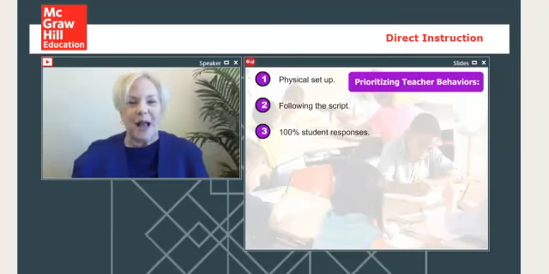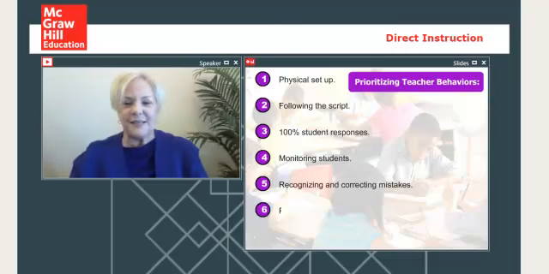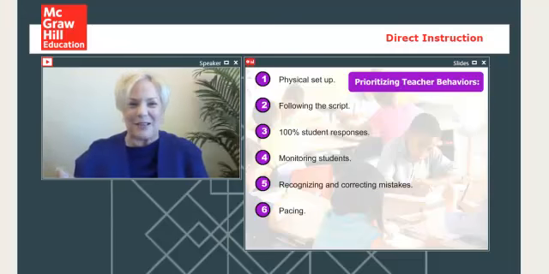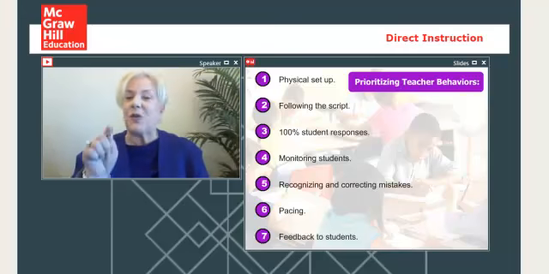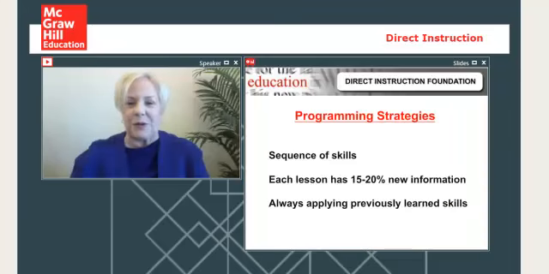100% student responses. We're looking to see that everyone is answering, even our reluctant students. Monitoring students, recognizing and correcting errors. Now comes pacing. Many of you are surprised by that because you think pacing is going to be toward the top of the list. And then praising. You have this as a handout. This is how you go about working with the teacher. Start with number 1 and work your way through.